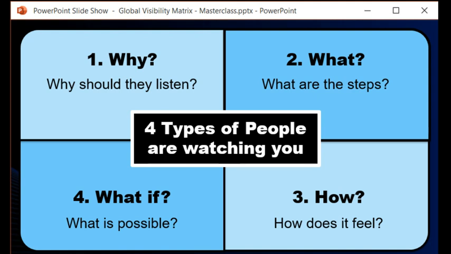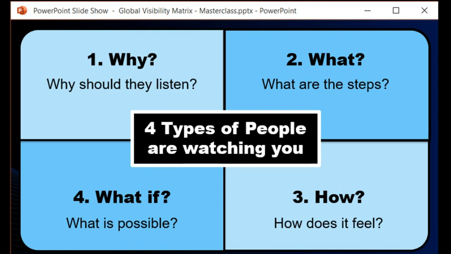So the second kind of people are the what people. These are people who like structures. They want to know the steps. They want to know the 3 things that should be done, the 7 things that should be done, the 1 thing you must do, or the 12 steps to whatever it is, right? So they like structure. They want to know 1, 2, 3. And if you notice that, pretty much all of the information that comes across, they tell you what's first, what's second, what's third. Now, the third kind of people that are watching are the how people. This is about how does it feel when they're watching something.